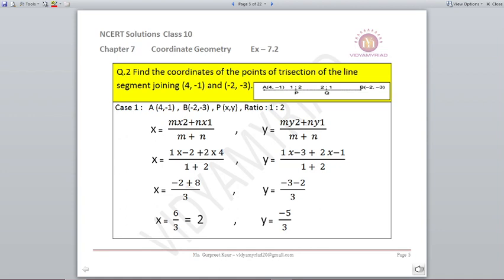Find the coordinates of the point of trisection of the line segment joining 4, -1 and -2 and -3. So I am taking A coordinates as 4, -1 and B coordinates as -2, -3. Now we have to find out the points of trisection. Trisection means it should be divided in 3 equal parts, let the center points be P and Q.